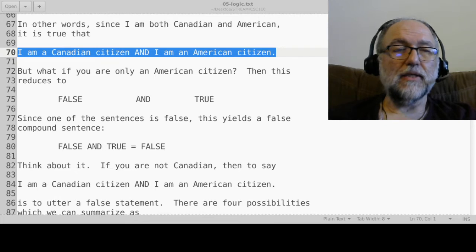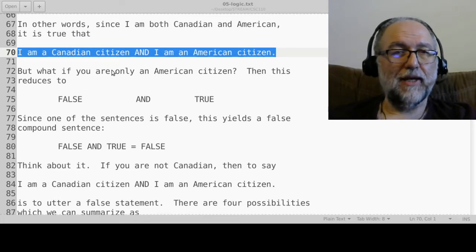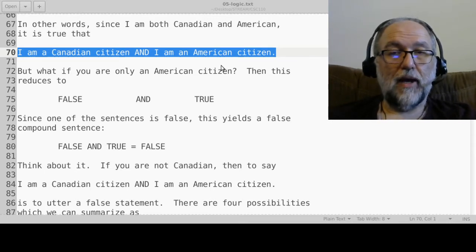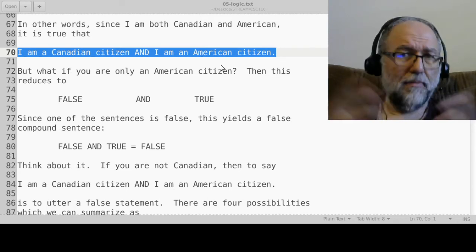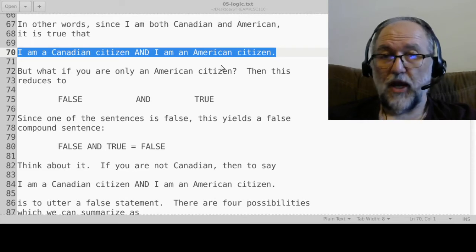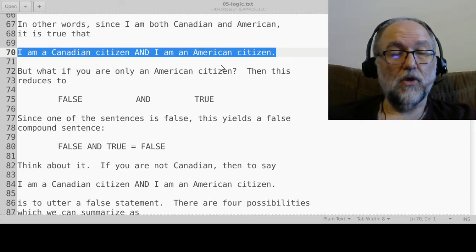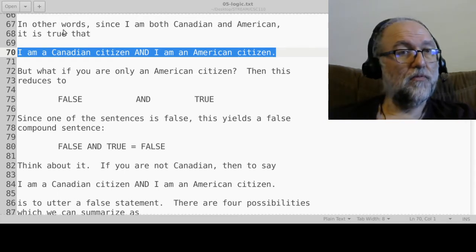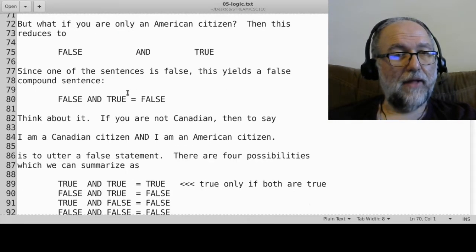It's a little bit awkward because we usually don't say I'm a Canadian citizen and I'm an American citizen. You would say something like I'm Canadian and American. But just think about it that way. Imagine that you're only an American citizen, and you get to the border and you say I'm Canadian and American. You lied because you're not Canadian. And so that's what and does. It insists that both sentences be true in order to be true. Okay, so there you go.